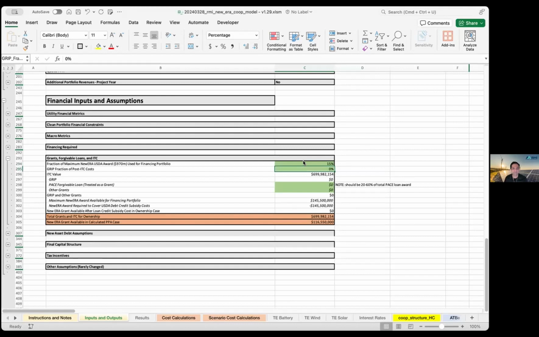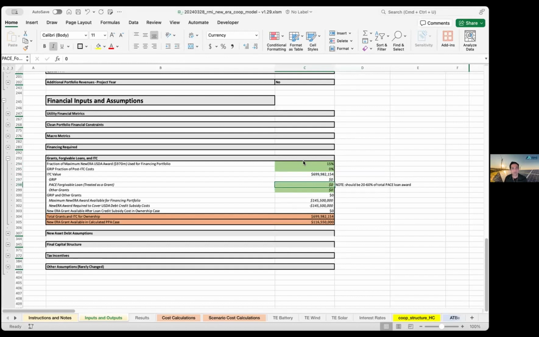Next, you can set the fraction of costs. If you are looking to get a GRIP award, you can set the fraction of costs post-ITC that is to be covered by the GRIP award. Next, finally, you've got the ability to enter in the amount, which is treated as a grant by the model, of a PACE forgivable loan.